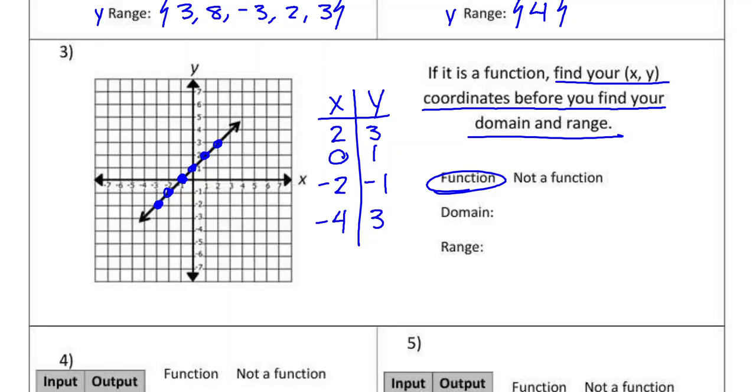That's plenty. The domain is all the x values. So we have 2, 0, negative 2, and negative 4. The range is all the y values. So I have 3, 1, negative 1, and 3. Oh, I don't have to write that 3 a second time because it's already there. So there's that one.